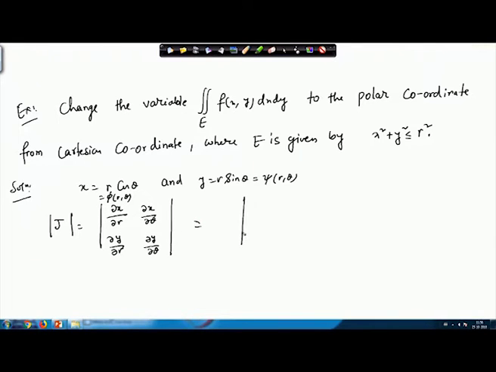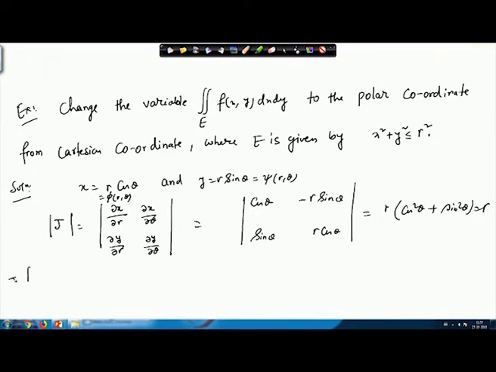So, what is del x del r? Del x del r is simply cos theta, del x del theta is minus r sin theta, del y del r is sin theta, and del y del theta is r cos theta. If we evaluate this determinant, it will be r times (cos square theta plus sin square theta). So, ultimately we obtain r.